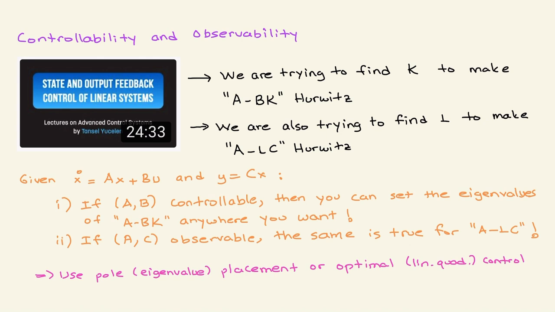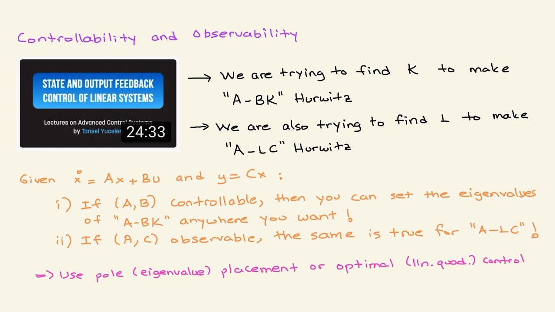Of course, anywhere I want with respect to stability, or making it Hurwitz, means I would like to choose their real parts less than 0. So in other words, if AB is controllable, then I can always make this Hurwitz. And for making it Hurwitz, I can use pole eigenvalue placement. I have a video and a MATLAB example video on this, or optimal linear quadratic control. I also have a video and a MATLAB example video on these two topics. Basically, I use either pole placement or optimal control to make A minus BK Hurwitz.